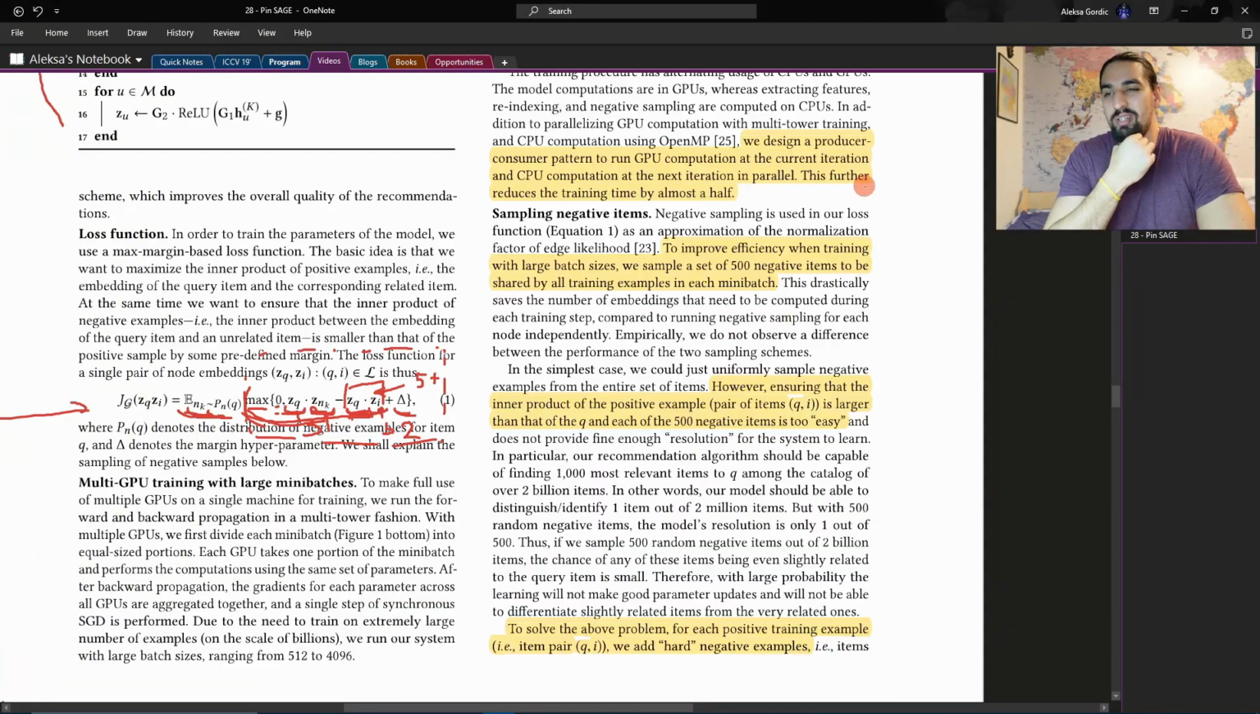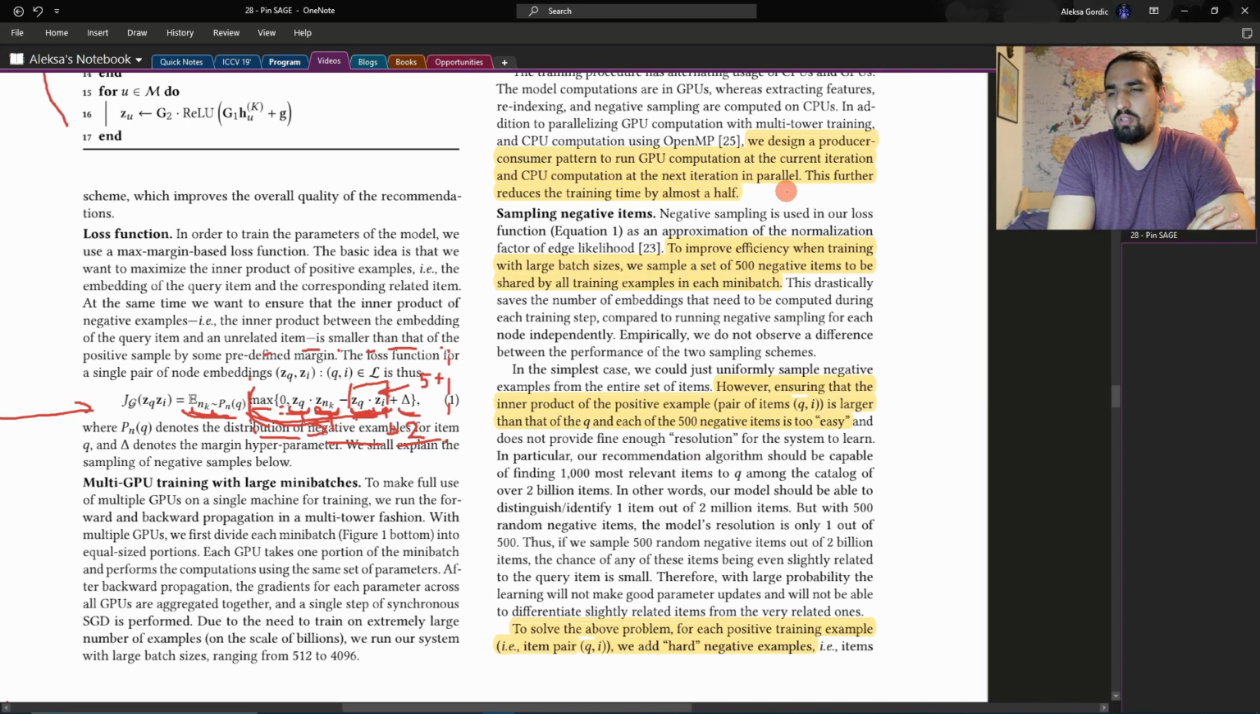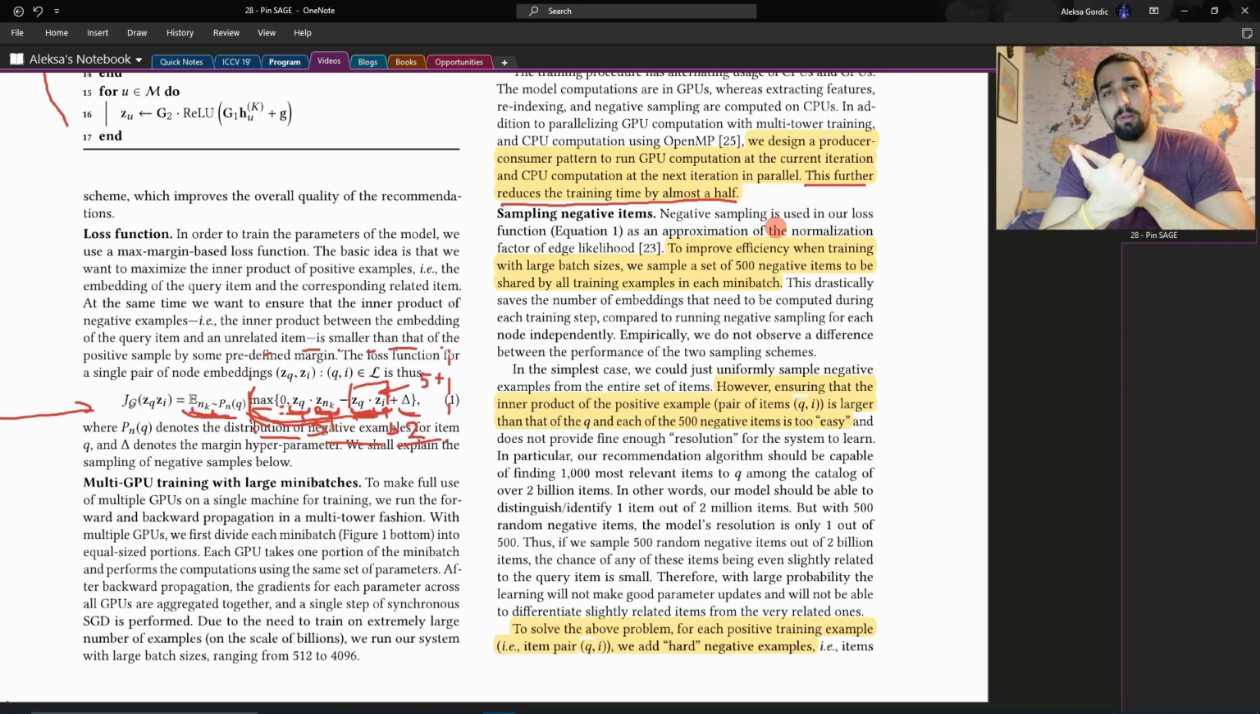Again, some engineering details. We design a producer-consumer pattern to run GPU computation at the current iteration and CPU computation at the next iteration in parallel. So that's what I mentioned already. And this further reduces the training time by almost a half. So even though conceptually this is a small thing, it's A, a really hard engineering problem, and B, it led to a huge improvement in efficiency of the algorithm and training time.